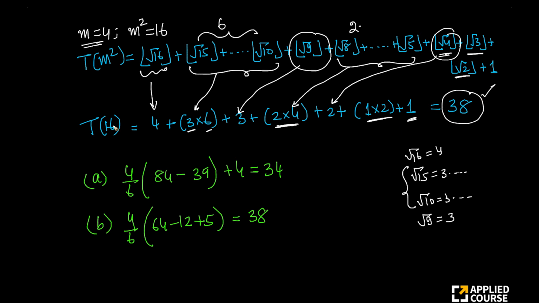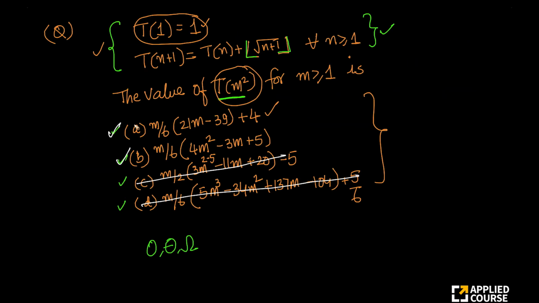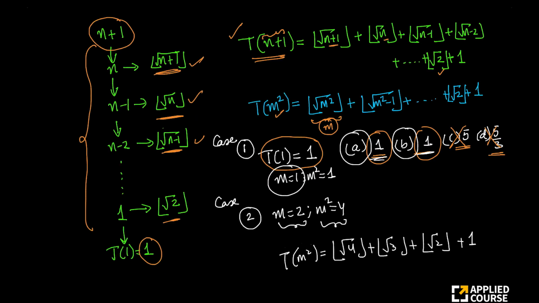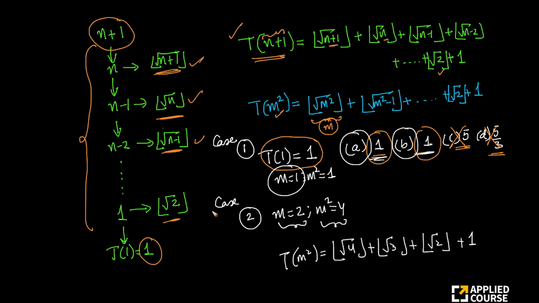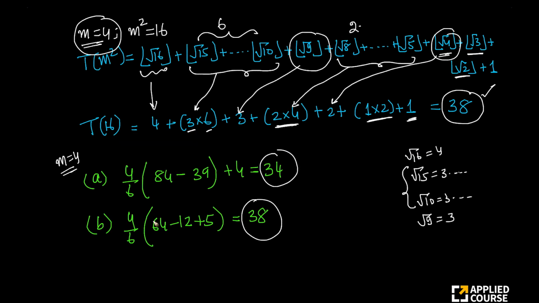Now T of 16, which means for m equals to 4 here. So I simply placed m equals to 4 and computed the value of option A and option B. What it should be 38, right? So when I applied m equals to 4 to option A, I got a value of 34. When I applied m equals to 4 to option B, I got 38. So we decided that C and D cannot be the right answer, right? We already eliminated these two. We are left with only options A and B. So now B is the right answer, right?